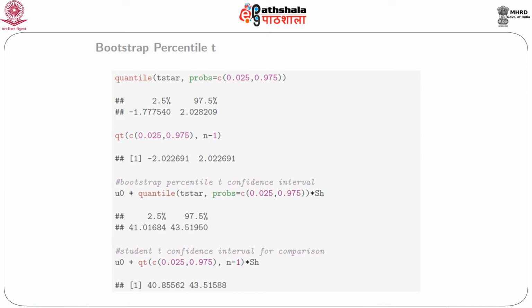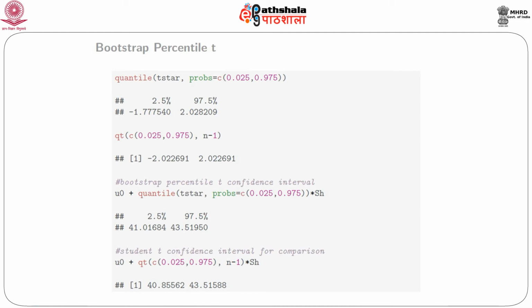While if we use the same with qt, which gives quantiles from the Student's t distribution, that comes out to be minus 2.02 and 2.022. So, to get the lower and upper bootstrap percentile t confidence interval, we use u naught plus quantile t star with probabilities c(0.025, 0.975) times the standard error, and that comes out to be 40.90 and 43.53.